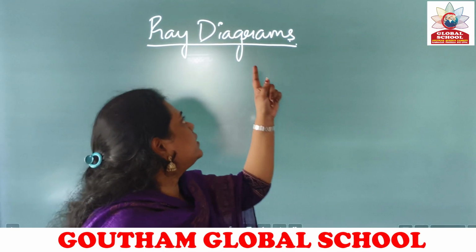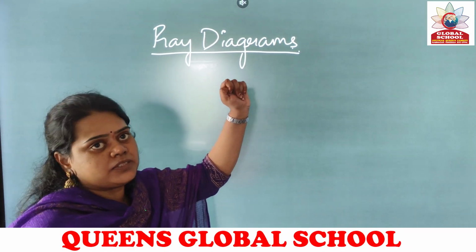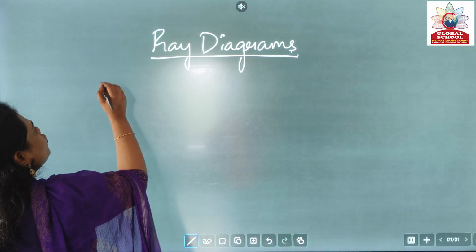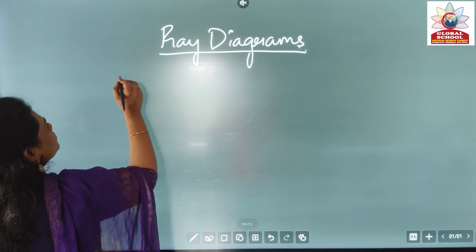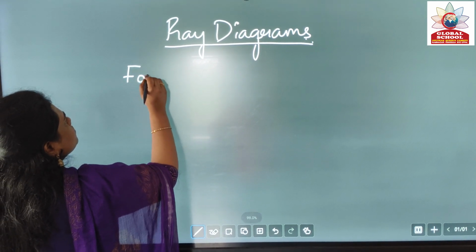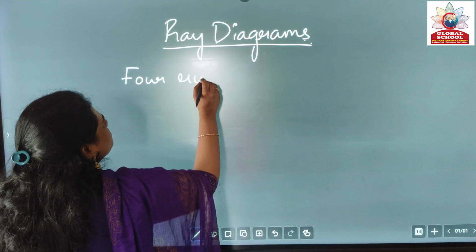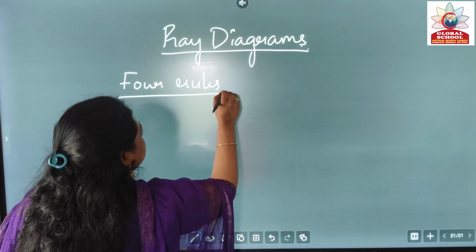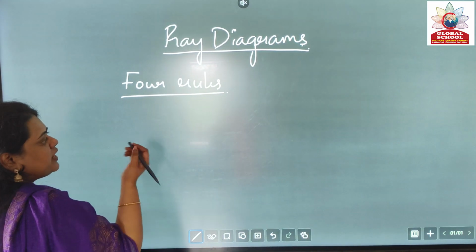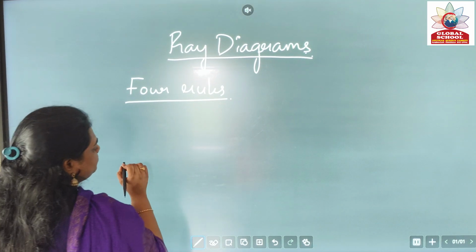Before that, we will be learning the concept of ray diagrams. For that, we have 4 rules to draw the ray diagrams. For that, we need to learn certain terms.